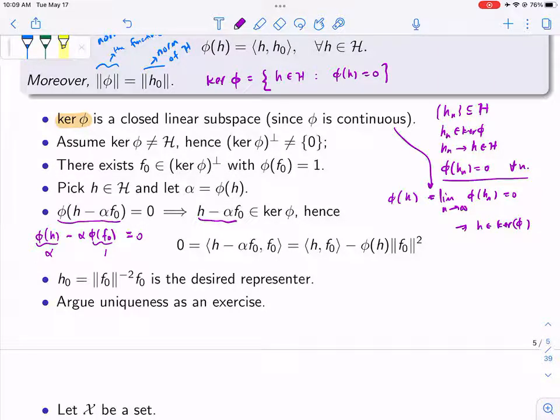So then I have this. Why is that true? Yeah, because f naught is in the kernel perp, and this is in the kernel of phi, so that's the definition of perp. So f naught is orthogonal to this guy, and then I just expand this by linearity of the inner product, so you get this minus that, right?